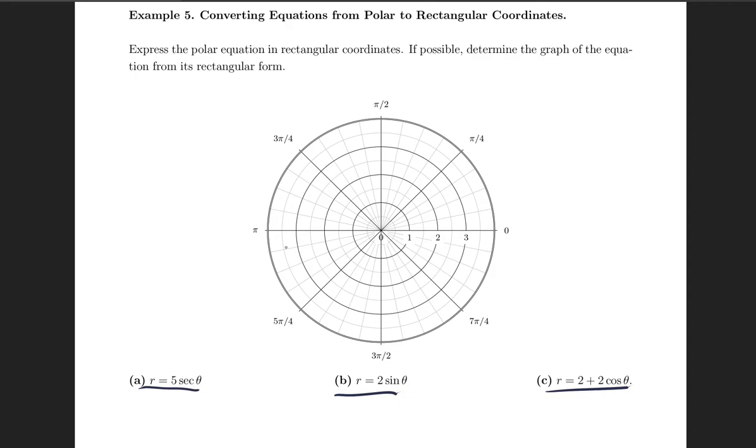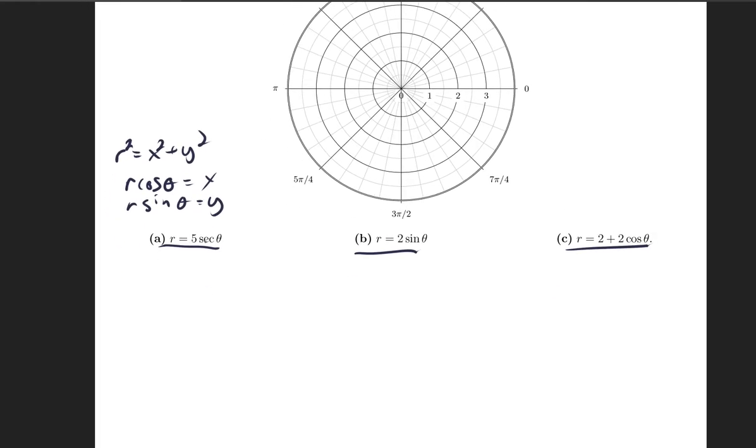But here, let's just switch this from polar coordinates to rectangular. What we're going to be using here is that r squared is equal to x squared plus y squared, and that r cosine theta is equal to x, and r sine theta is equal to y. You usually don't use the tangent, but you can. We're mainly using these to convert r's and cosines and sines into x's and y's. So here I have r, and I'm going to move this secant over.